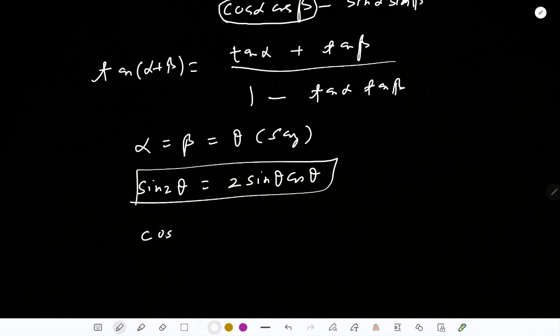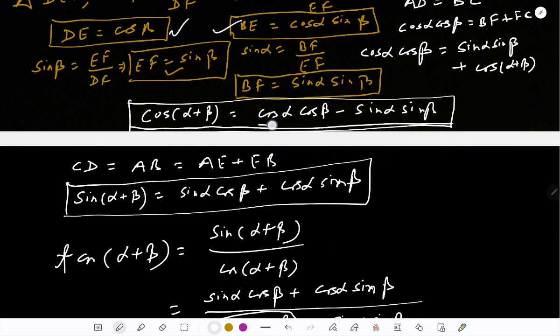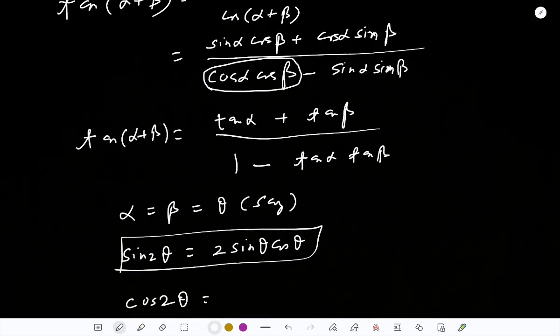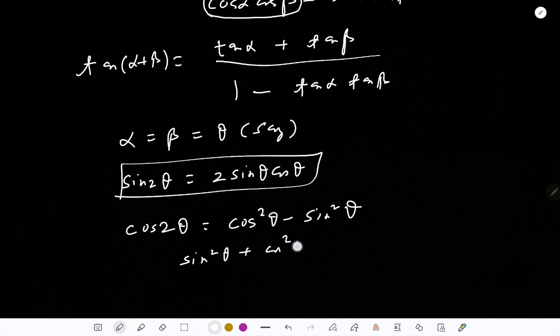And similarly you can obtain cos 2 theta as well. You need to see this result. You just have to replace alpha and beta by theta and you will get your result. That will be cos square theta minus sine square theta. And remember, you have one more result, that is sine square theta plus cos square theta equals 1. And you can manipulate this result in many ways.